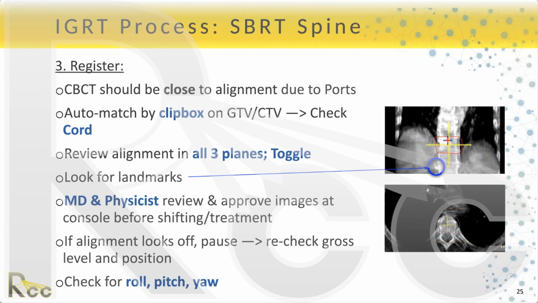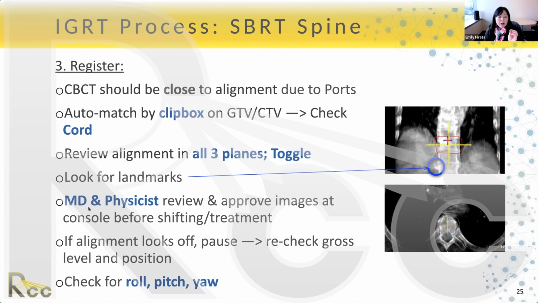Is this regarding any machine, Varian, Elekta, or is this specific to Varian? I'm trying to remember the Versa. I think both machines refer to it as the clip box, but I can double check on that. Okay. Thank you.